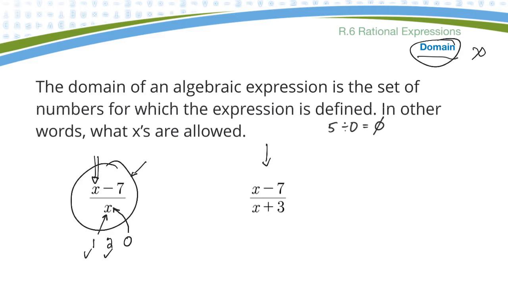This next case, again, I have an x on the bottom, but there's another number there, and that changes what number I can put in there. This time, if I put a 0 in, 0 plus 3 is 3. 3 is allowed on the bottom. But if I were to put in a negative 3, plus 3 is 0, can't happen. So this negative 3 is a number that's not allowed. So you'd say, in this case, you can put in any x as long as it can't be a negative 3.